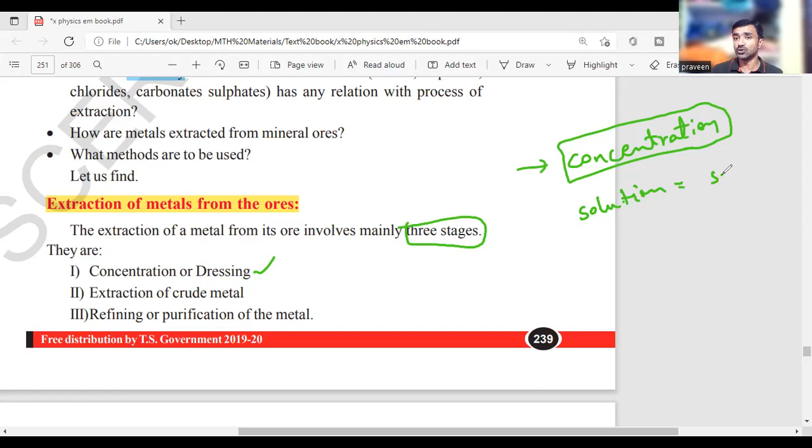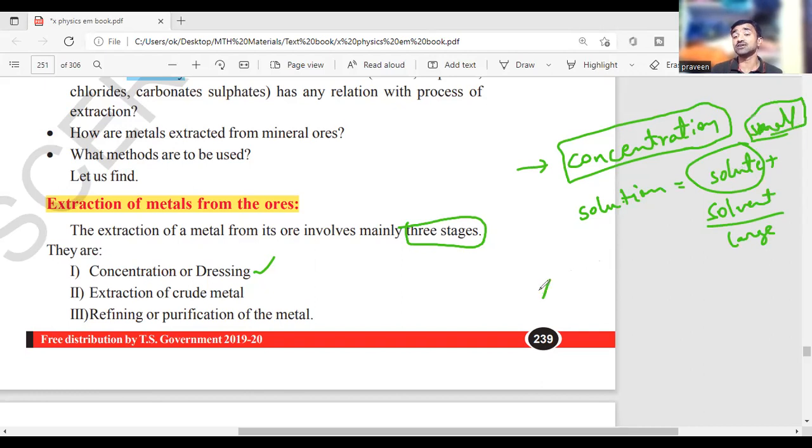Solution is solute plus solvent. So here, this is the large percentage compound. This is the small percentage compound, right? So this small percentage substance is called the solute. So what percentage of solute is available in the solution is expressed as concentration.